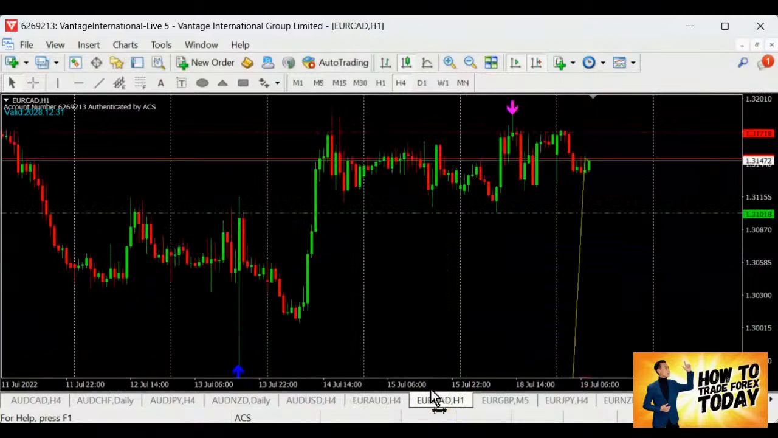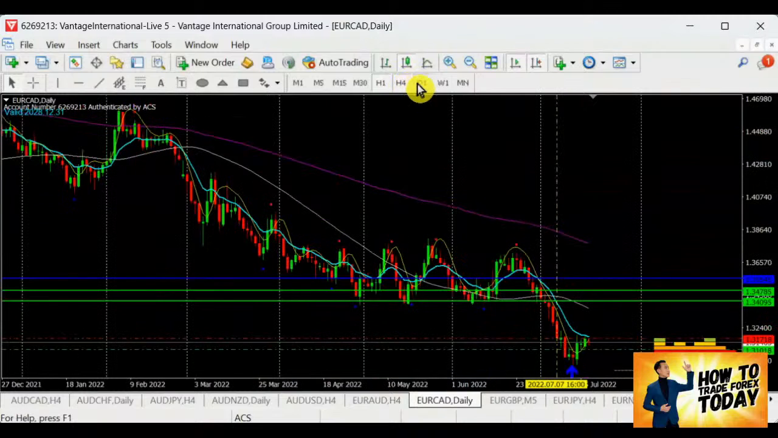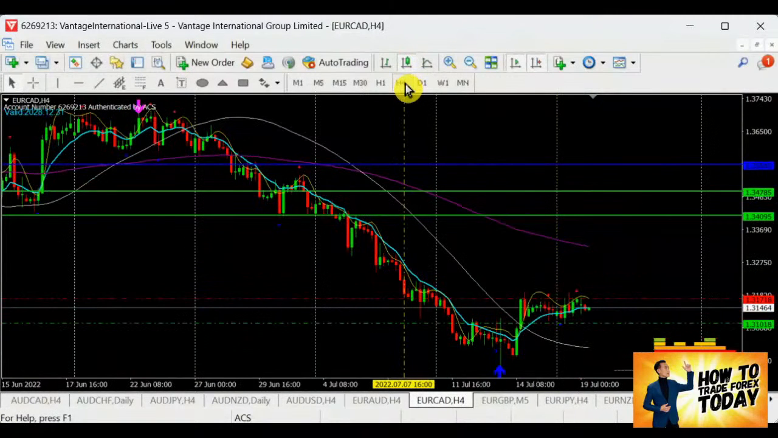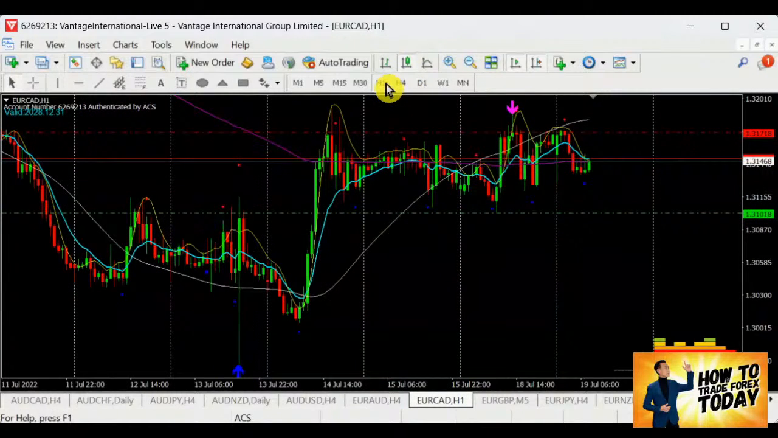Now Euro CAD. How about Euro CAD over here? Euro CAD today, we are in the bear. After yesterday's retracing upwards and testing the resistance, it seems like it's not breaking out. So if it's not breaking up, then probably we can look out for a selling opportunity. However, we still have to be careful.